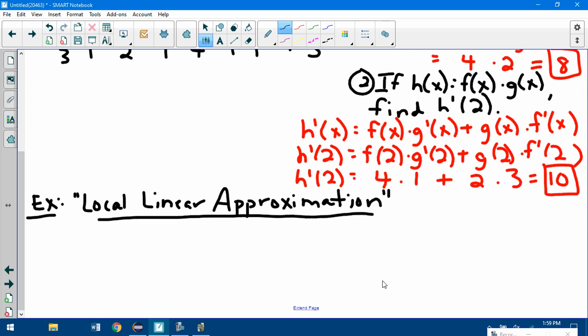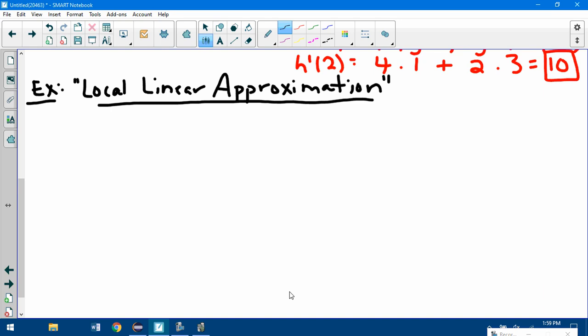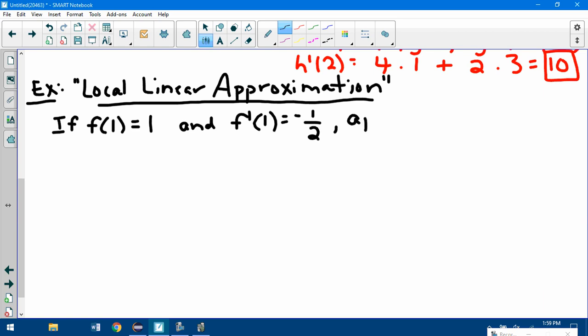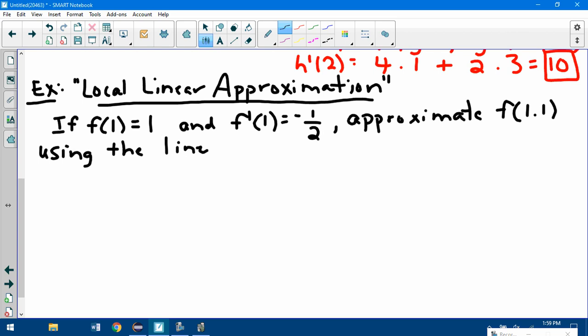And here's a question that would deal with that. If f of 1 equals 1 and f prime of 1 equals negative 1/2, approximate f of 1.1 using the line tangent to f at x equals 1.